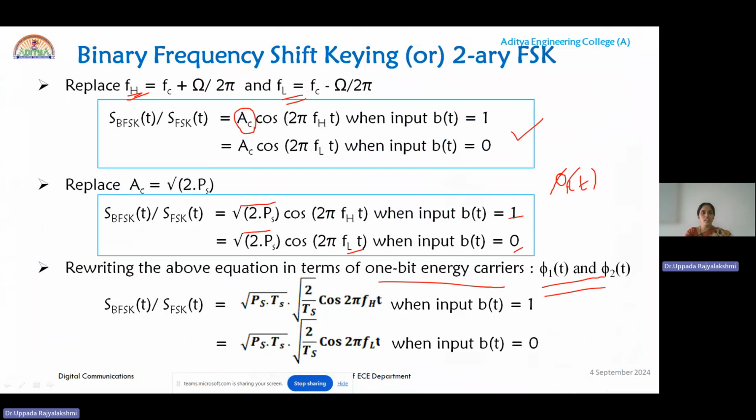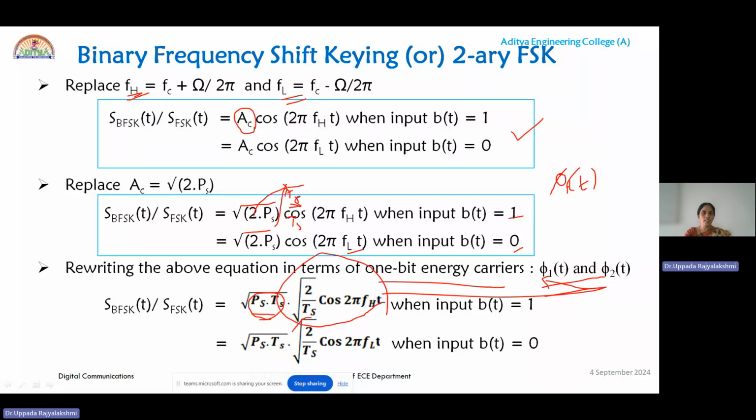That's why let us write this expression as root 2. Let us multiply the numerator and denominator with root ts by ts. So multiply and divide by root ts. If you do like this, then you can write it in the form of symbol energy. This is symbol energy, ES, which is the product of PS and TS. The 2 you can move here, so root over 2 by TS cos 2 pi FHT. So this is the 1-bit energy carrier of the higher frequency. Let us define it as phi 1 of t.